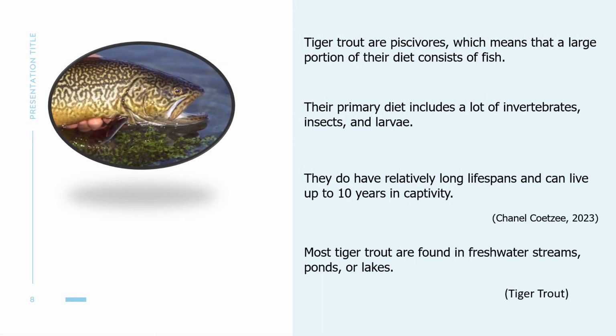Tiger trout are piscivores, which means that a large portion of their diet consists of fish, and their diet also includes insects, larvae, and invertebrates. Their long lifespan can reach up to 10 years in captivity. Most tiger trout can be found in freshwater streams, ponds, and lakes.